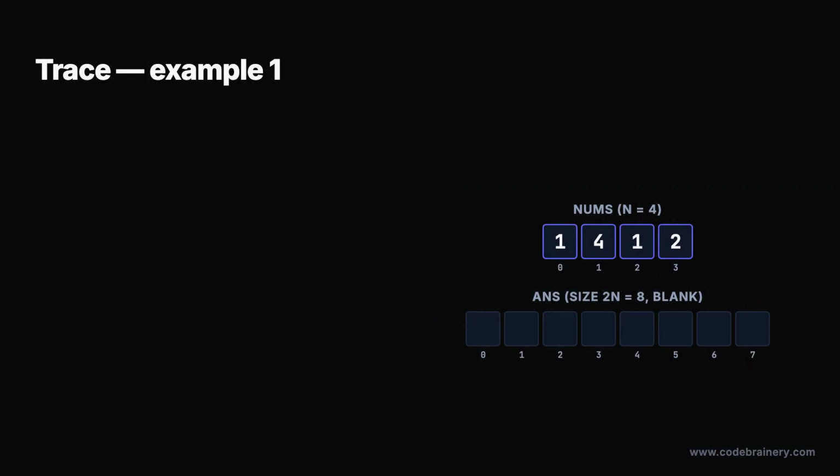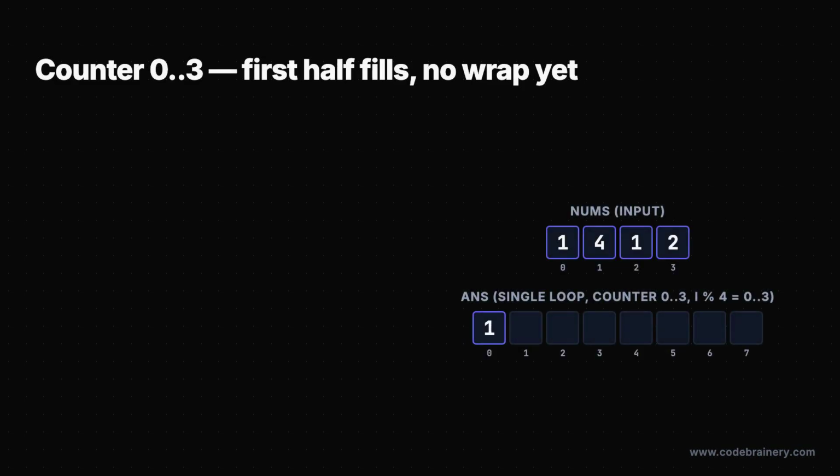Trace it. Input 1, 4, 1, 2. Length is 4. Output starts as 8 blank slots. One loop, 8 iterations. Counter 0. Remainder 0. Output 0 is input 0, which is 1. Counter 1. Remainder 1. Output 1 is input 1, 4. Counter 2. Output 2 is 1. Counter 3. Output 3 is 2.